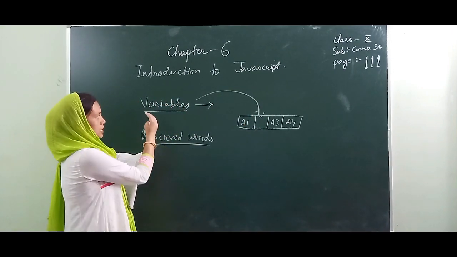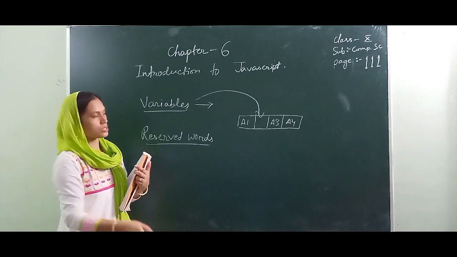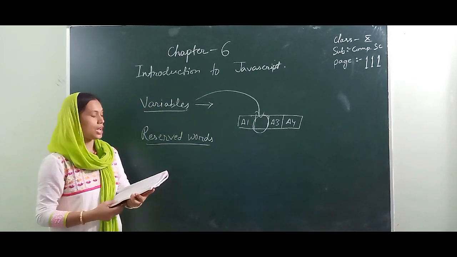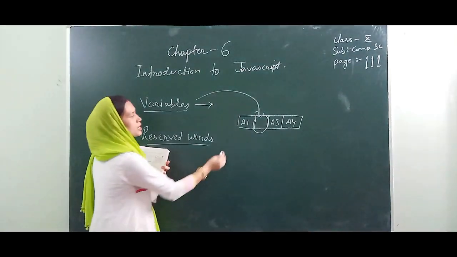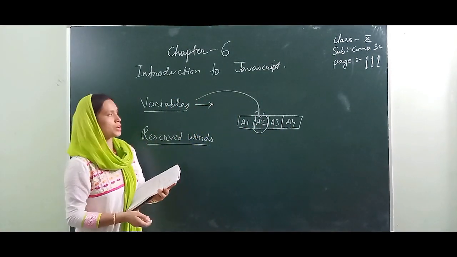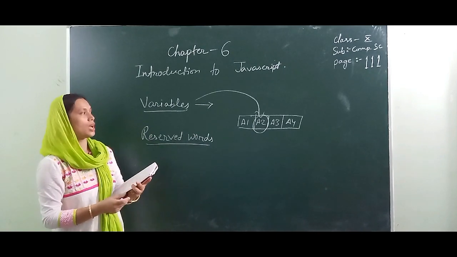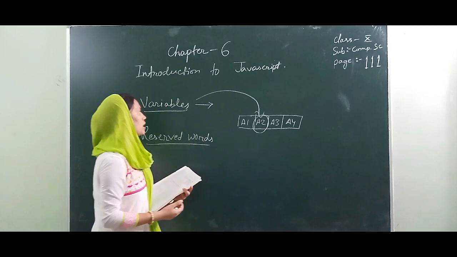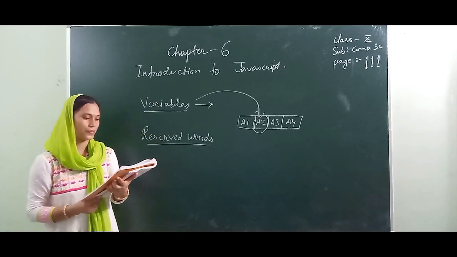Alright, that means this variable is a portion of memory, a portion of memory which is already reserved, and you can store a value. Here A1, A2, A3 and A4 are the names where you can store a value. And whenever you require the value, you can retrieve the value. That is called a variable.